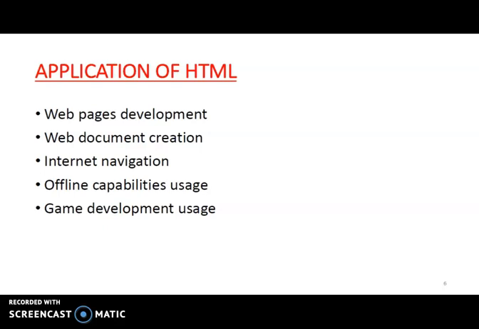Then internet navigation. What is the meaning of navigation? To move from one page to another. So movement from one web page to another web page is also an application of HTML. It is called internet navigation. Then the next application is offline capabilities usage. It means without internet you can run your program with the help of a web browser. And the next one is game development usage. So you can create multiple games with the help of the HTML language.